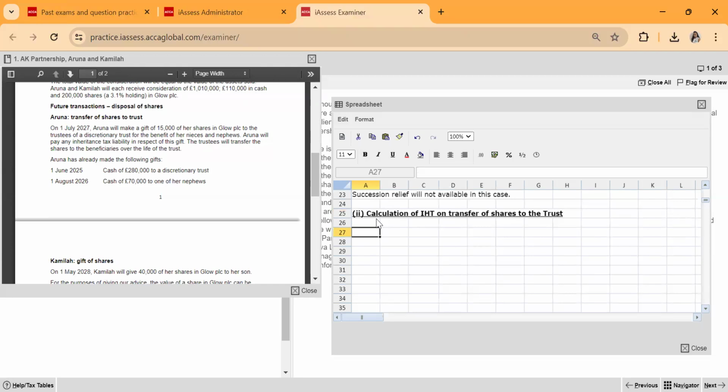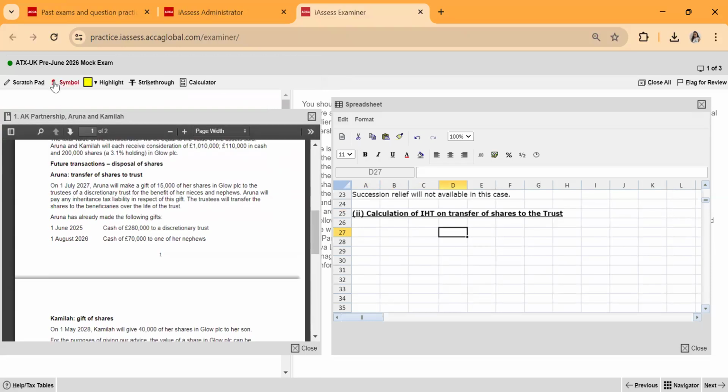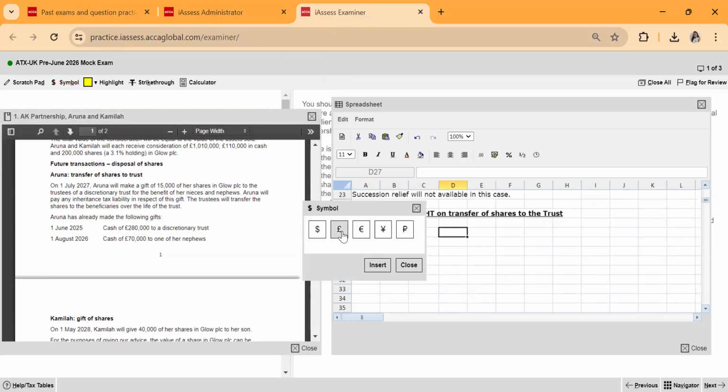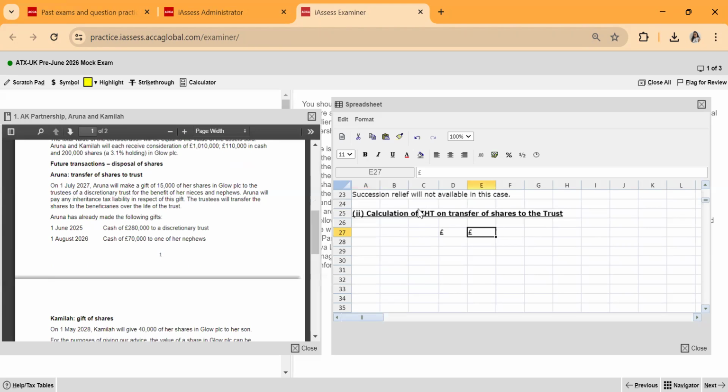Okay, so let's do the calculations here. And now one more point, how would you insert a symbol? Let's say I want to insert the pound symbol. You have a symbol option here. You can insert it. You will have to write insert here. Here also insert, a double click will do. Normally we have two, so I will have two columns.